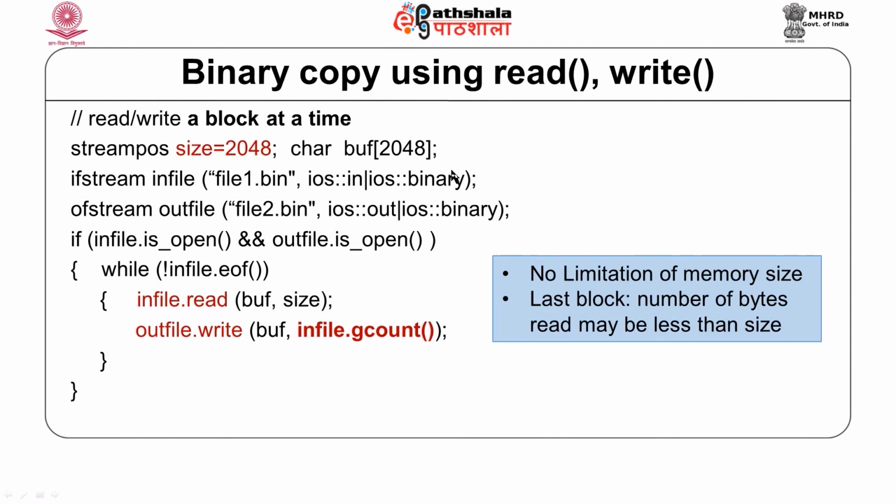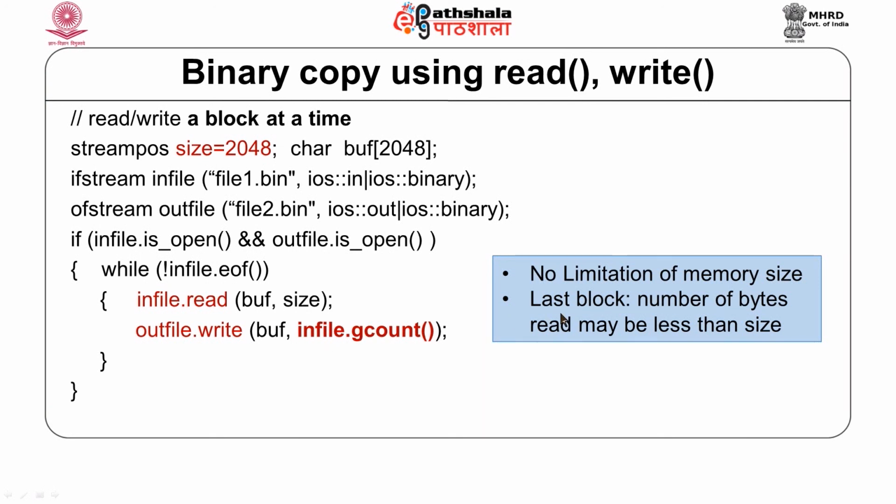When the file is read here, I do not need to put it at the end because I am not interested in knowing the size of the file. And after opening the file successfully, we see till end of file, we keep on reading and writing, but how many bytes? Only the size bytes. So, here when we say infile.read buff size, it will read 2048 bytes into the buff, and when we say write, it will write those many bytes.